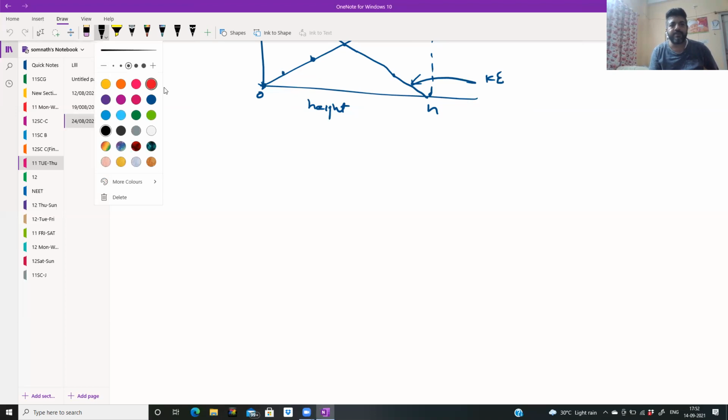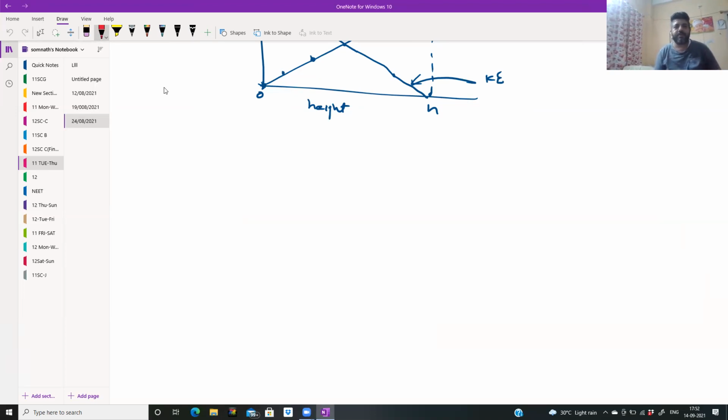So today we start with the topic elastic potential energy. Which is the energy of a spring?